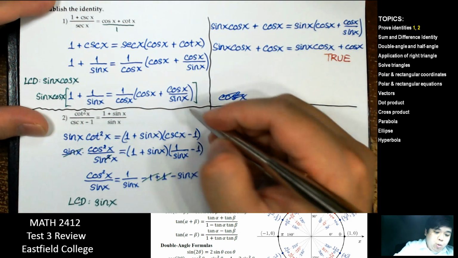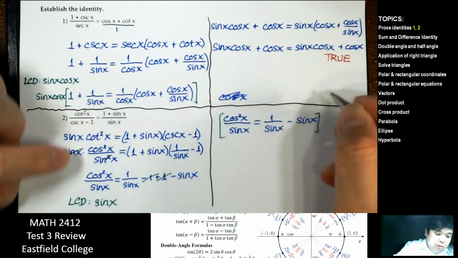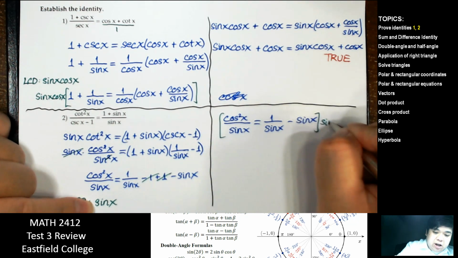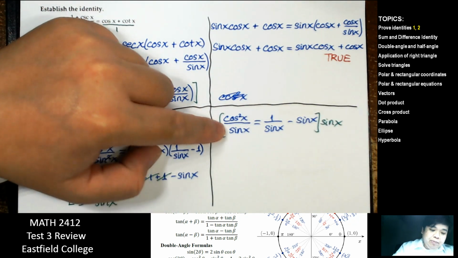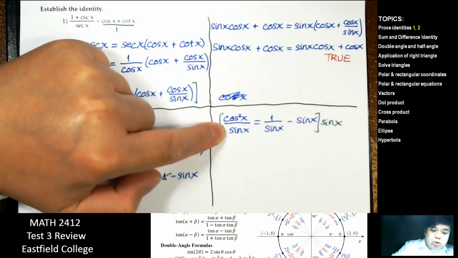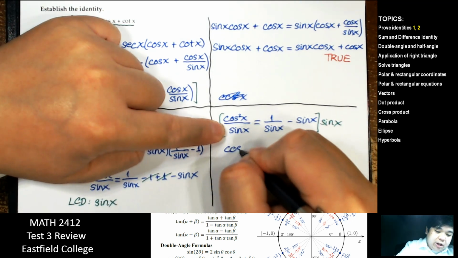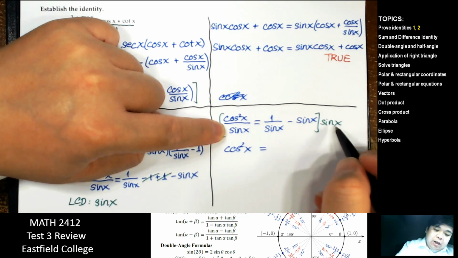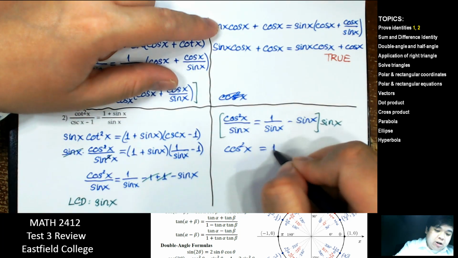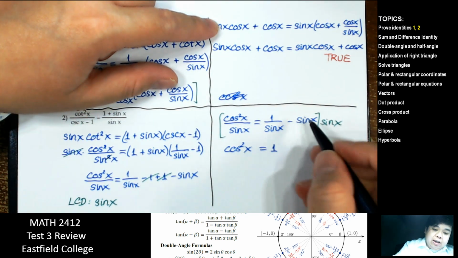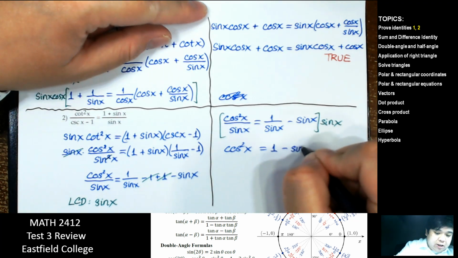Right, we multiply the whole thing by the least common denominator, sine x. Right, multiply it out, the sine cancel out. We have cosine square, and the sines cancel out. We have 1, and this gives us sine square.